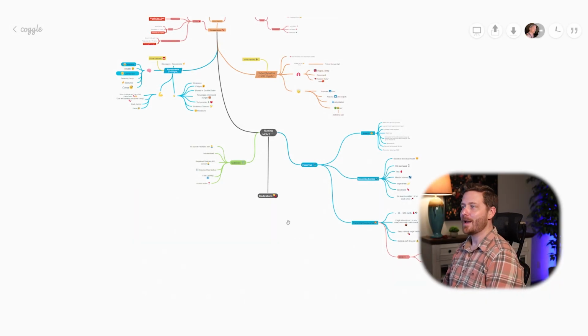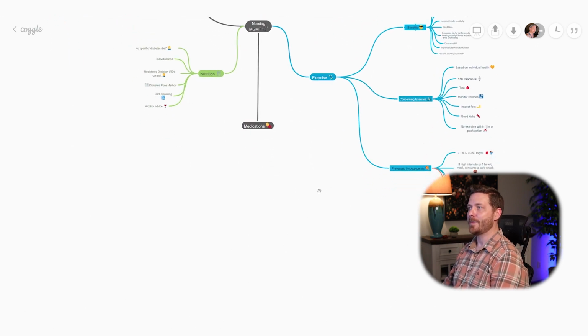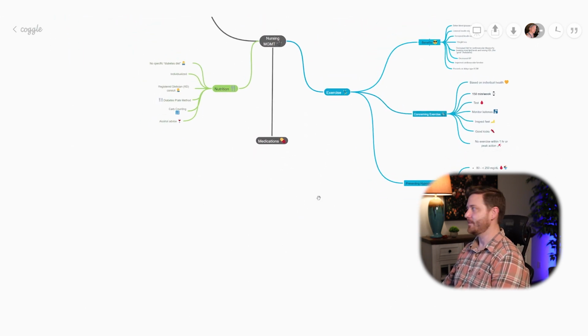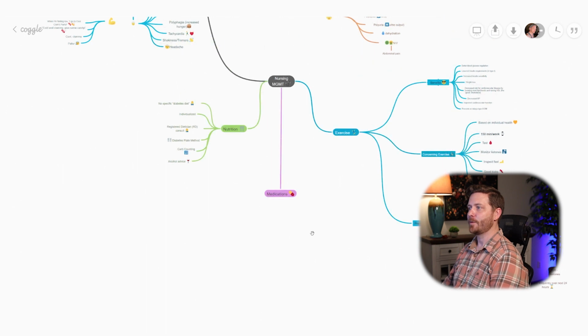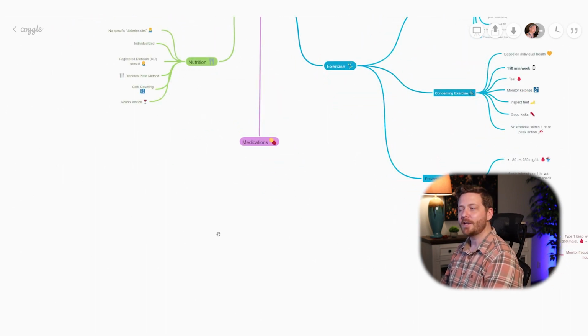Now we're back to our mind map, and let's start taking a look at the medications for the nursing management of diabetes mellitus. Let's do it in the purple color. I kind of like that. Our medications are going to include oral anti-diabetics and insulin. So let's add those in there. Oral anti-diabetics.